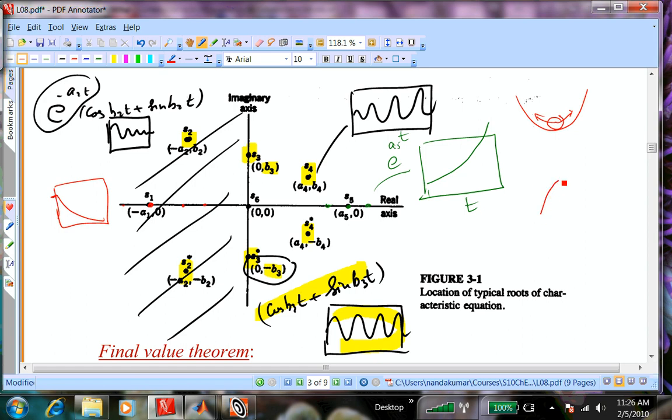Now, if I have a situation like this, an inverted one, and I place the ball right there, the slightest kick is going to take it away from there. Where does it go, we don't know, okay? But it's an unstable system.